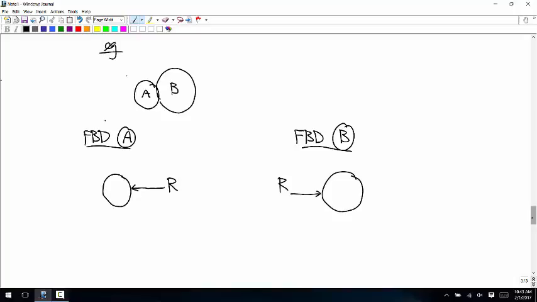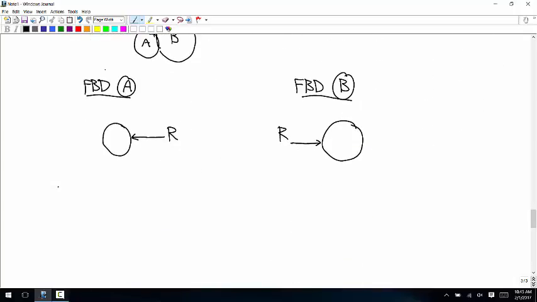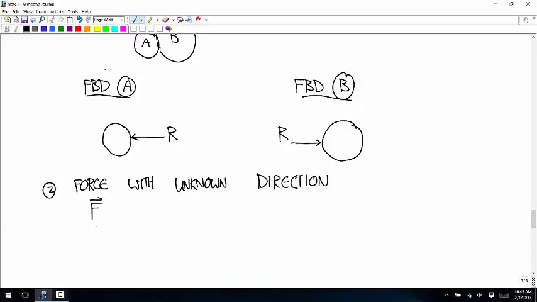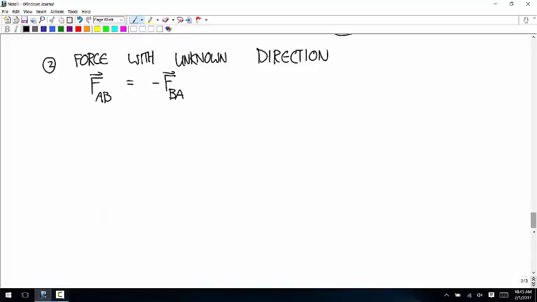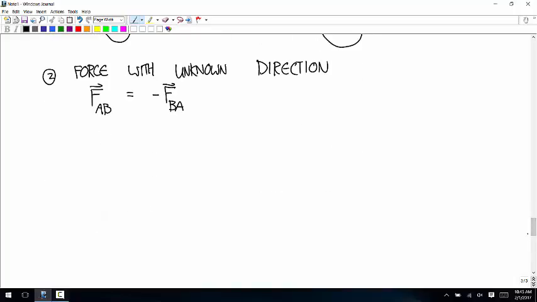A force with an unknown direction, you just use the fact that the force vector on A by B is equal to negative force vector on B by A. That's where that double subscript notation comes in handy. That's the whole reason for it, is Newton's third law.